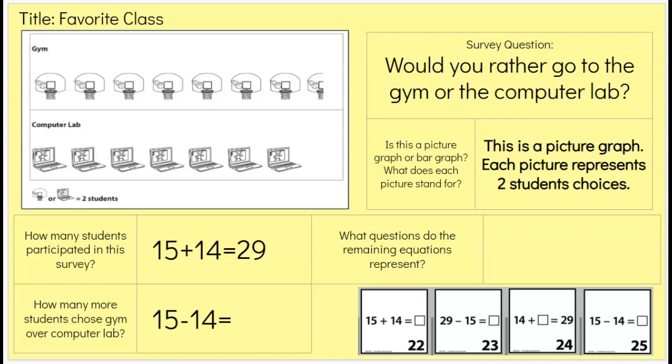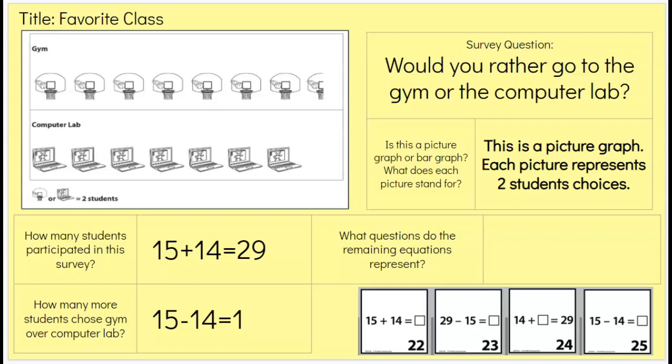Now, if you started writing 15 minus 14 equals something, that's good thinking. We're thinking about how many more students chose gym over the computer lab. So we take all the students that chose gym or PE, that's 15, minus all of the students that chose computer lab, and that, remember, is 14. 15 minus 14 equals 1. Show a connection if that's the thinking you were using.